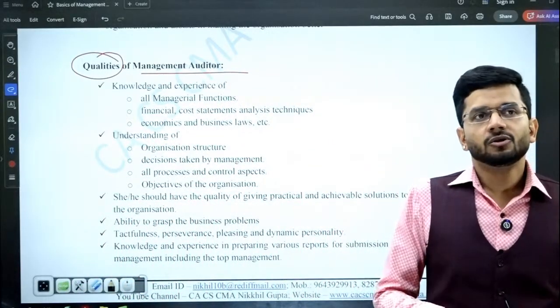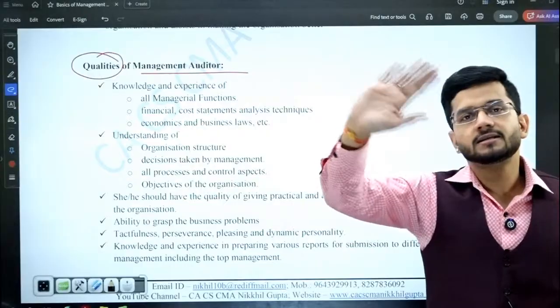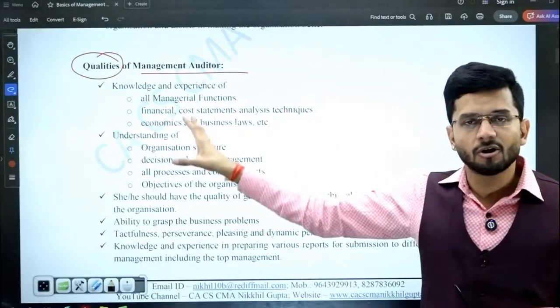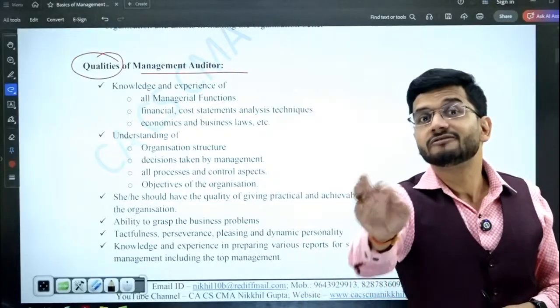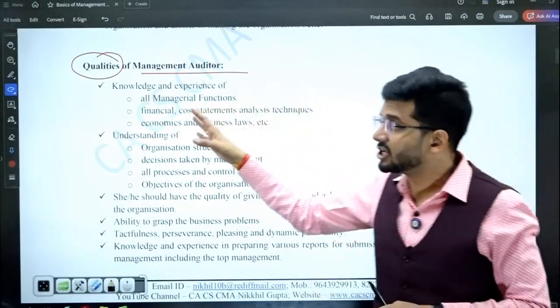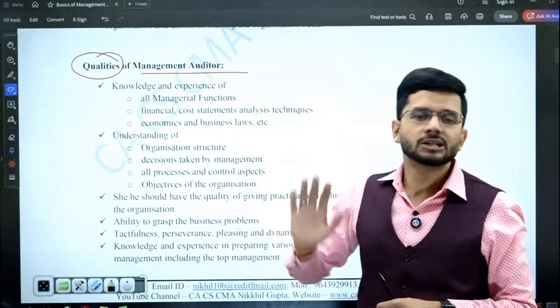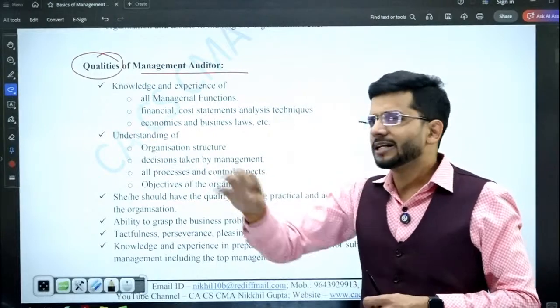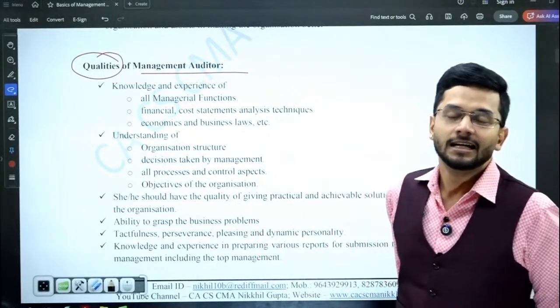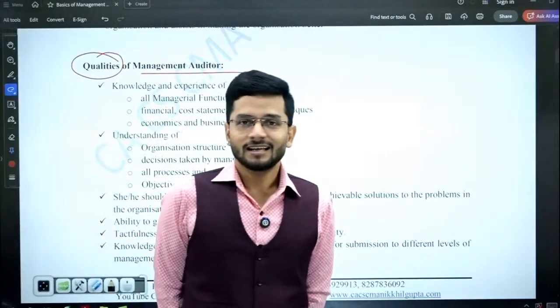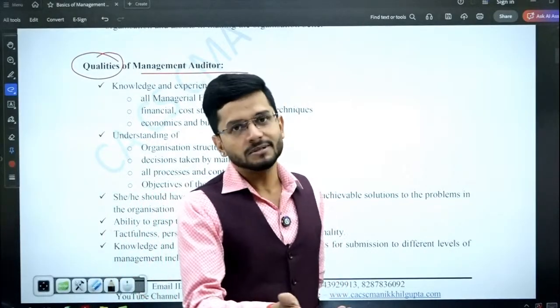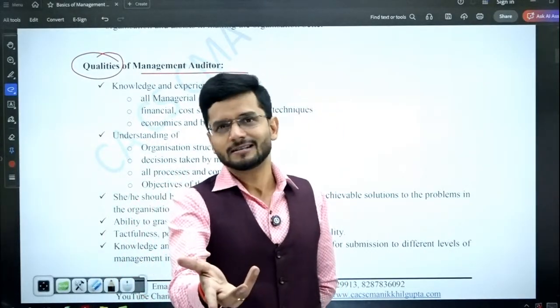So in the same way, management audit doesn't require any certification. Management audit doesn't require any certificate of practice or any specific qualification. You don't have to pass any examination. That is not required as a management auditor. Even a graduate can be a management auditor. Even an engineer can be a management auditor. And yes, cost accountants, chartered accountants, and company secretaries can definitely be management auditors, right?